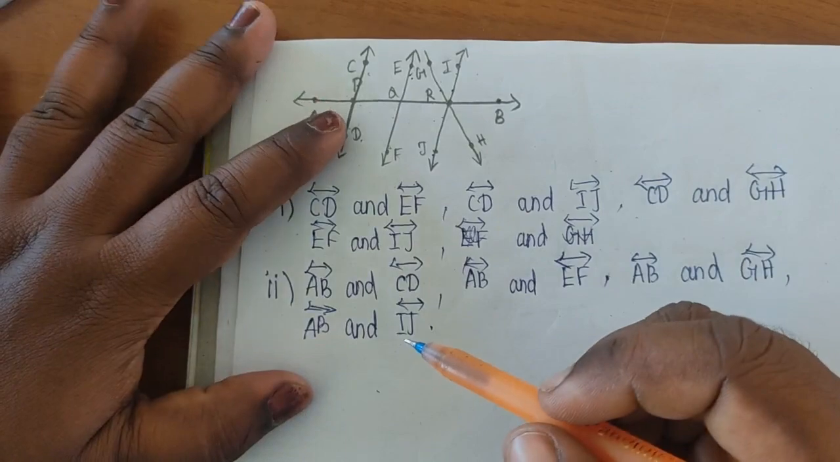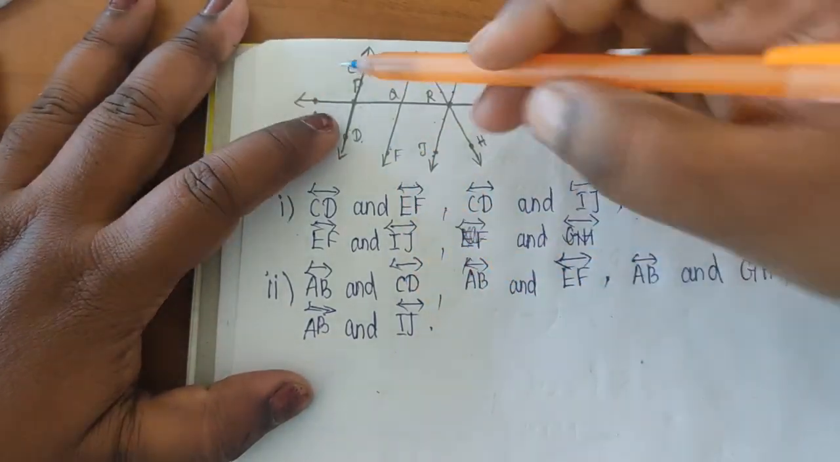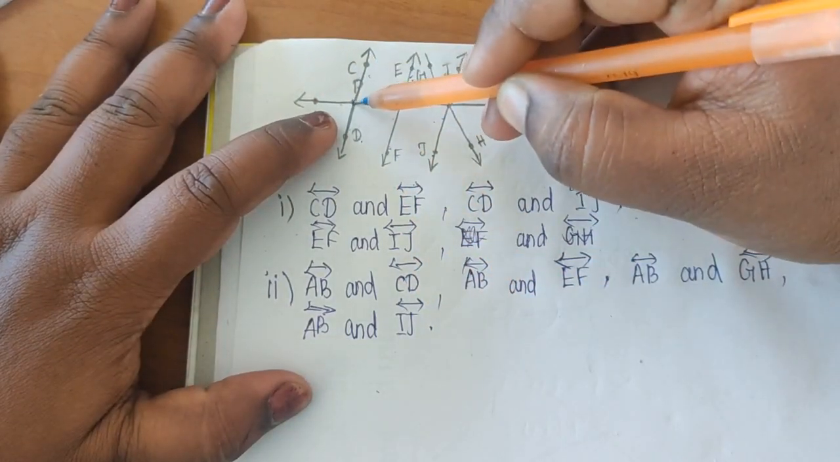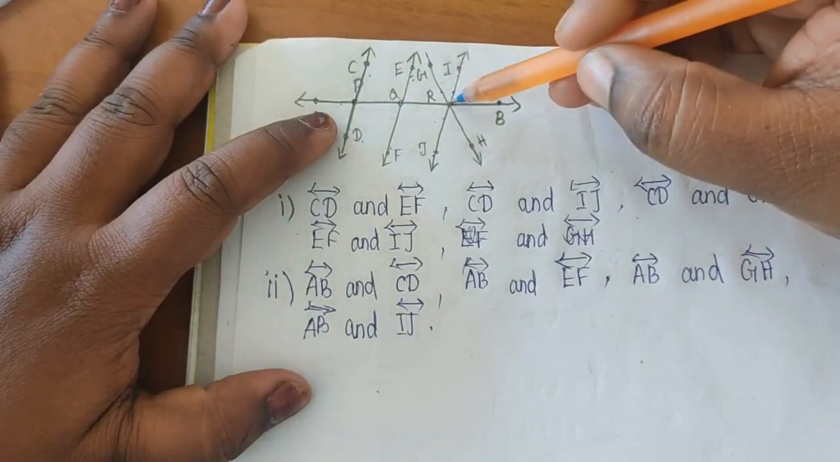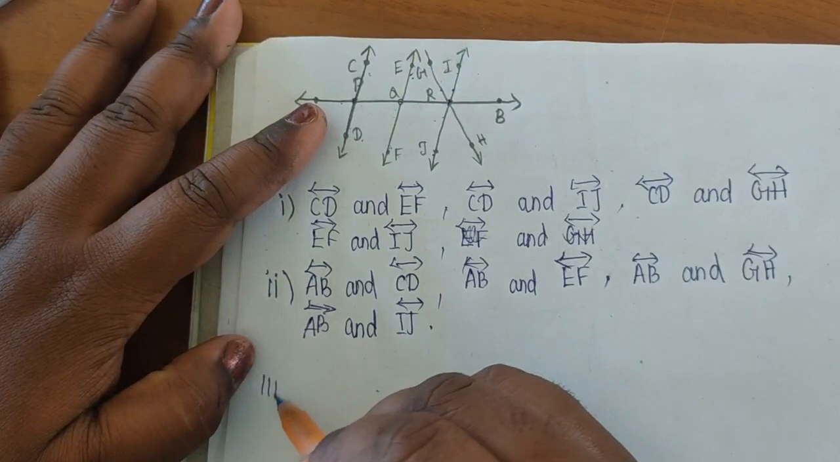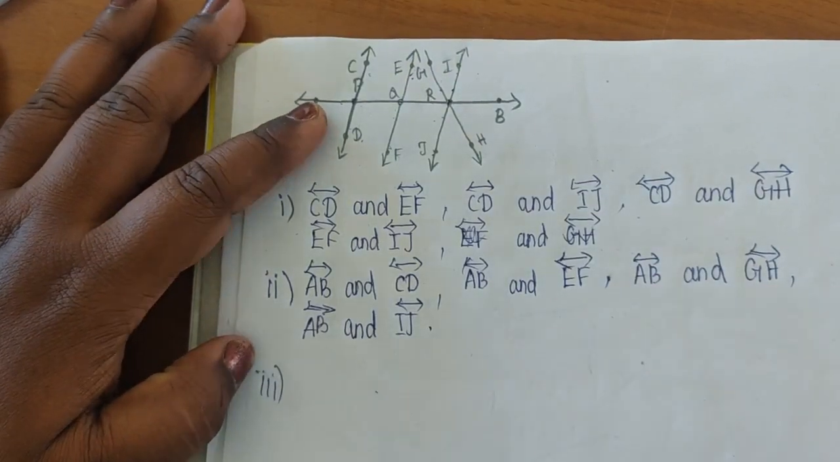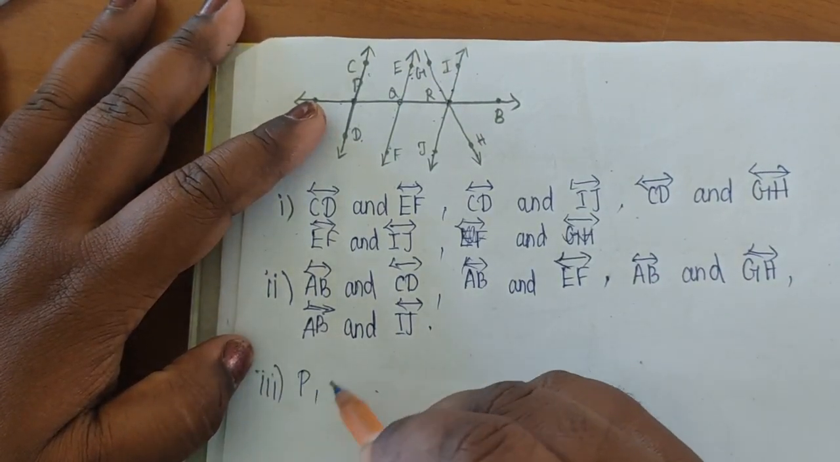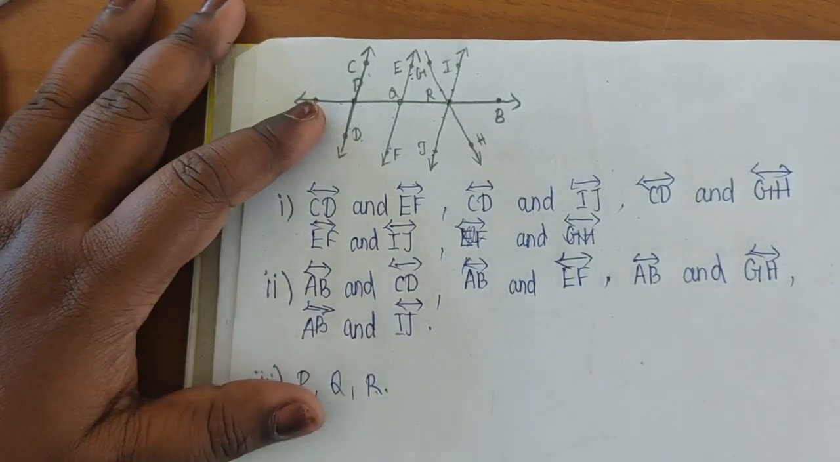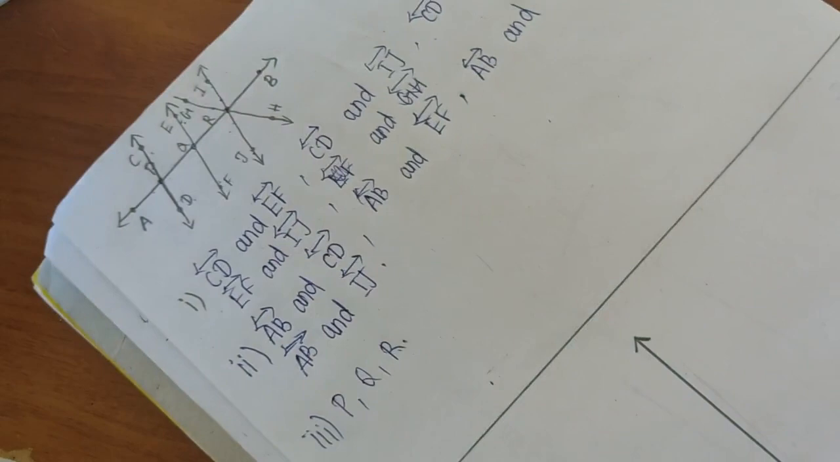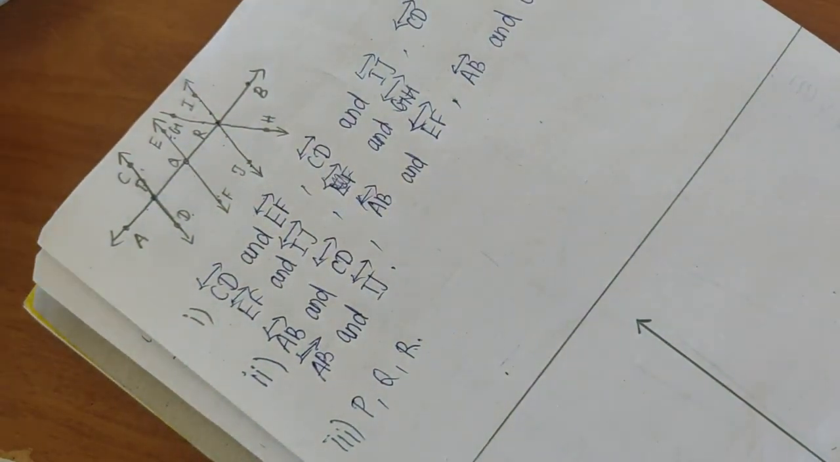Where are the points of intersection? This is a point of intersection. This one is a point of intersection. And the third one is this. So the third one is PQR. Okay students, can you understand? Okay student, the last problem is homework.